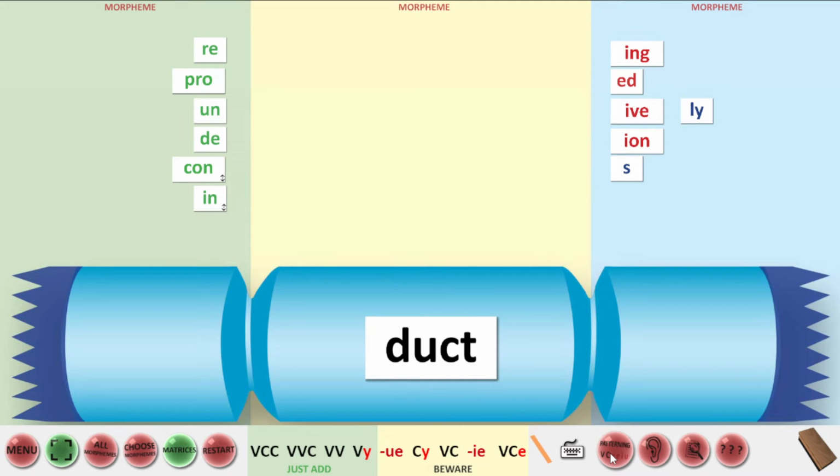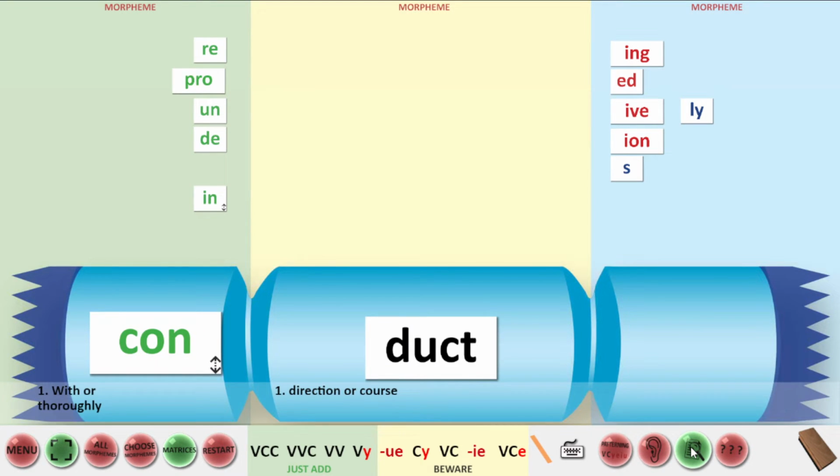Okie doke. So let's build our first word and have a little bit of a look at it. I'm going to bring down prefix con. We'll turn on our meanings so we can be helped with the meaning. So con means with or thoroughly. Duct means direction or course. If we talk about our conduct, we're talking about the direction that we send our behavior in. People might talk about how we conduct ourselves. That's to do with the direction our behavior is going.